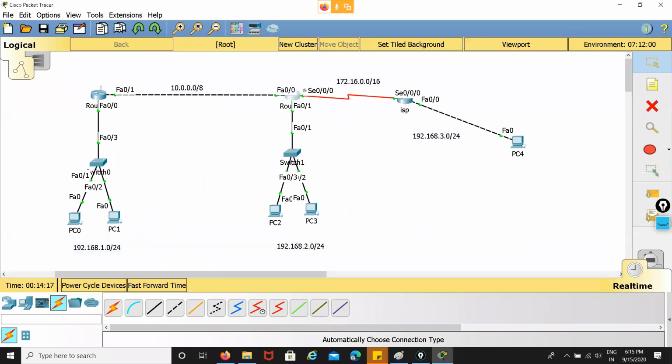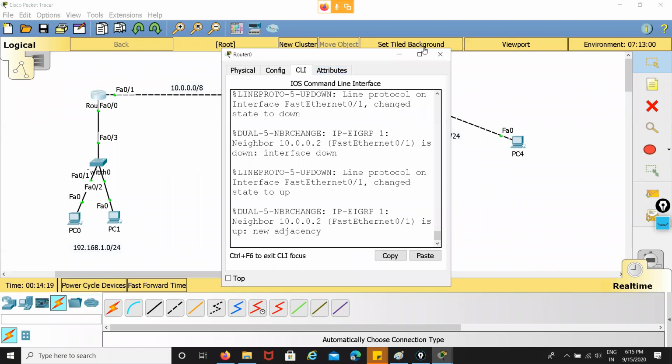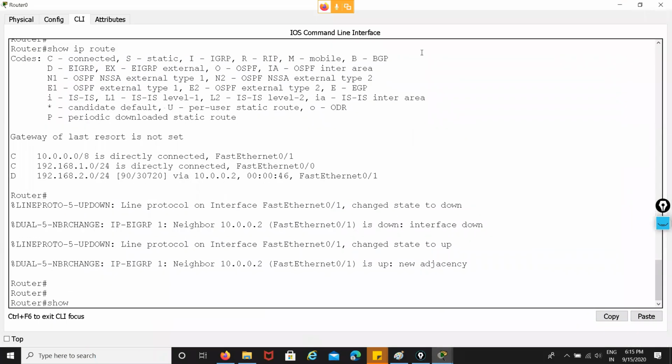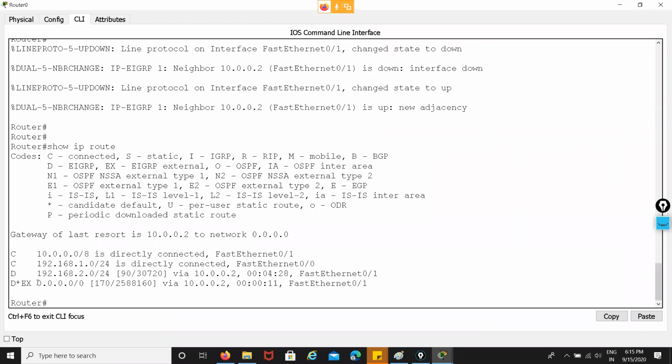Now you can see, over this router also, show ip route. Now you can see that the default information is configured on this router through EIGRP. D is used to identify EIGRP, the star is used to identify the candidate default, whereas EX is used to identify an external EIGRP route. That's why it uses the AD value 170.